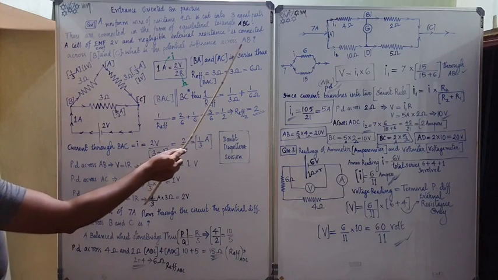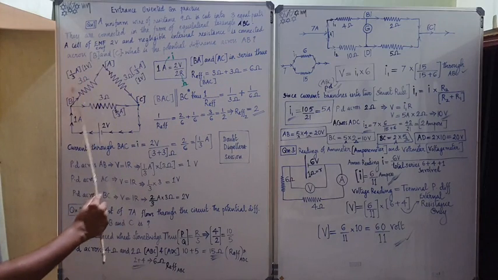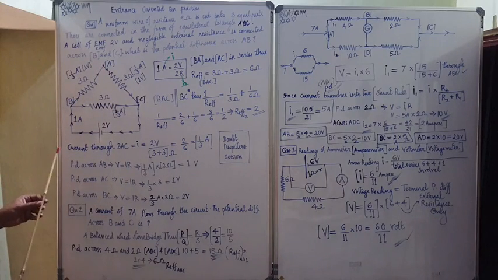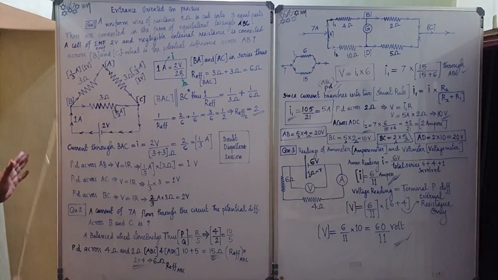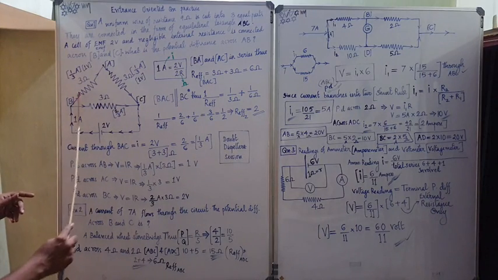What is the potential difference across AB? That's the question. What is the potential difference across this section? So first we want to solve the whole circuit, which has an effective resistance. Then only we can use the formula V equals IR, the potential difference is equal to the current times the resistance. So first of all, solve this.